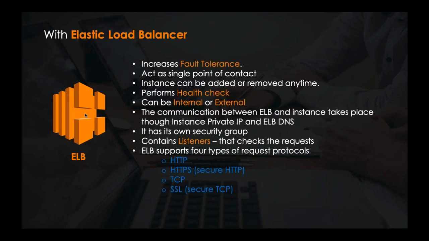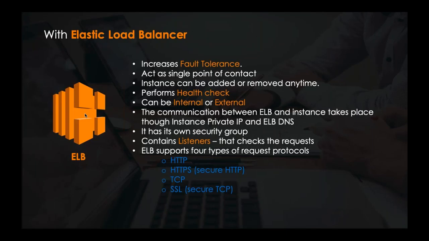Now, what are the features of this load balancer? It increases the fault tolerance. Like we have discussed, if one of the availability zones goes down, then the EC2 machine in another availability zone will help you serve the request. So it increases the fault tolerance capacity.